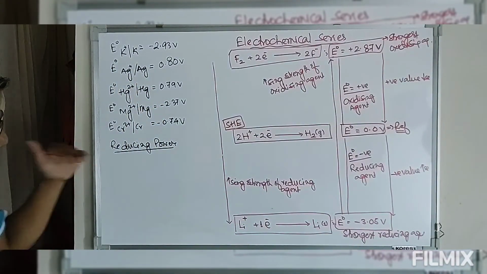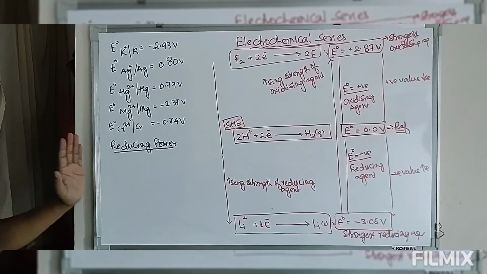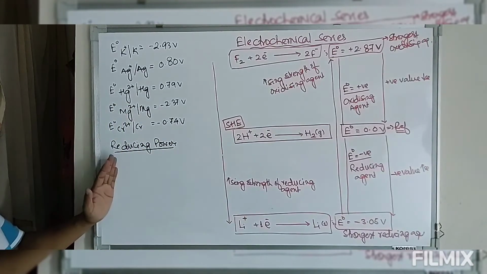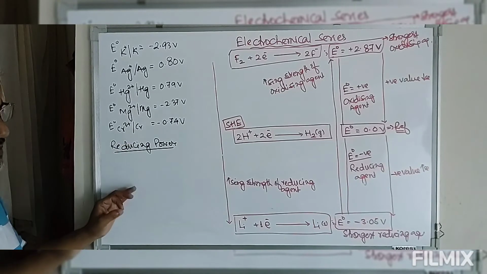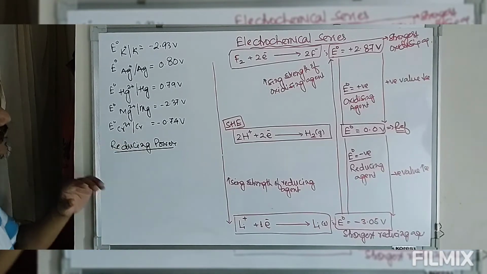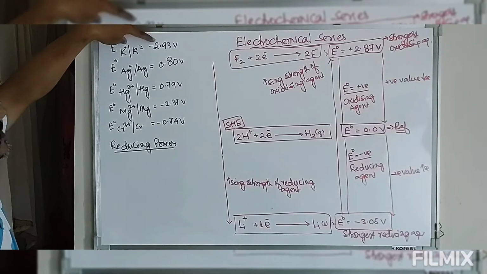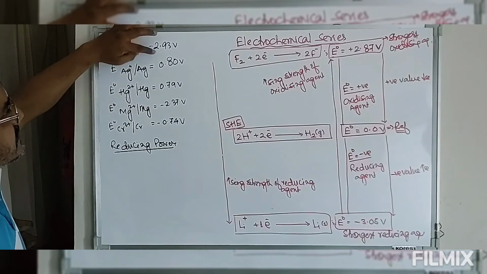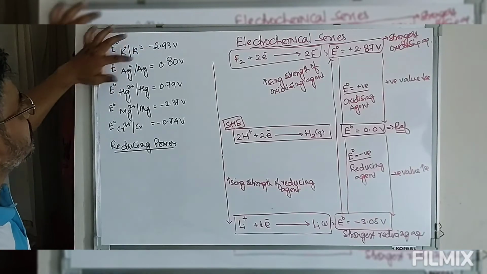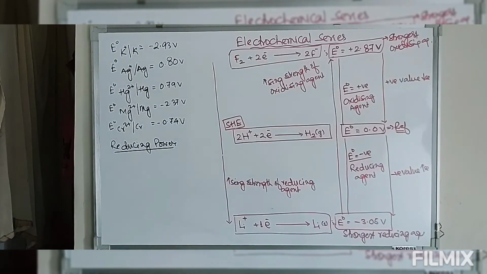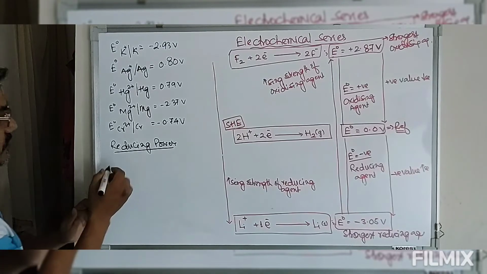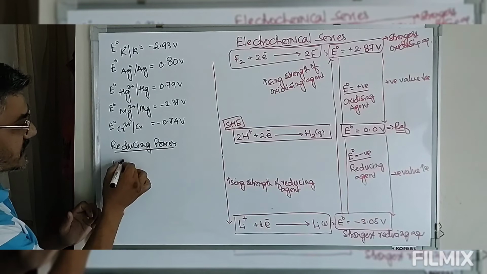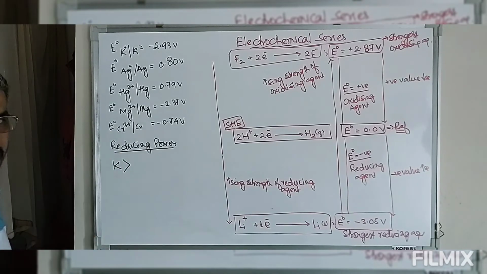So now we have to arrange these elements in terms of their reducing power. So the one with the largest negative value is the strongest reducing agent. So now look at this. Potassium is minus 2.9, magnesium is minus 2.3. This is the strongest reducing agent because this is the one having the largest value of negative reduction potential. So therefore, K is the strongest reducing agent.